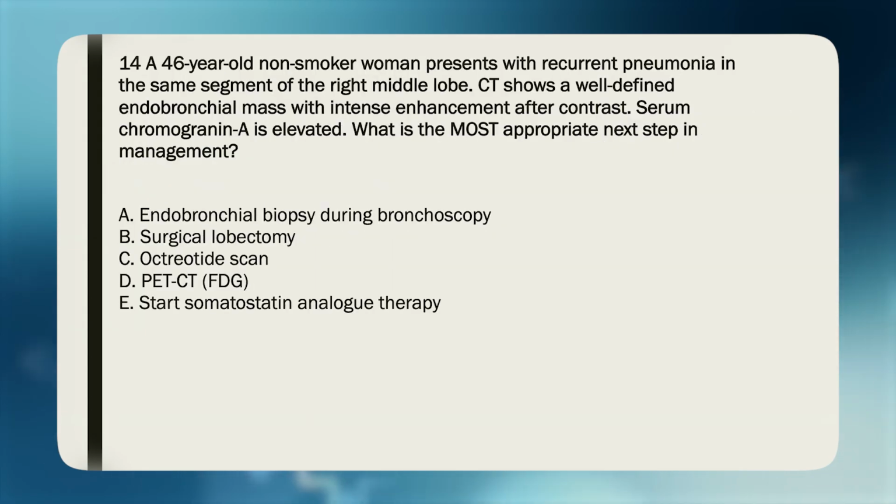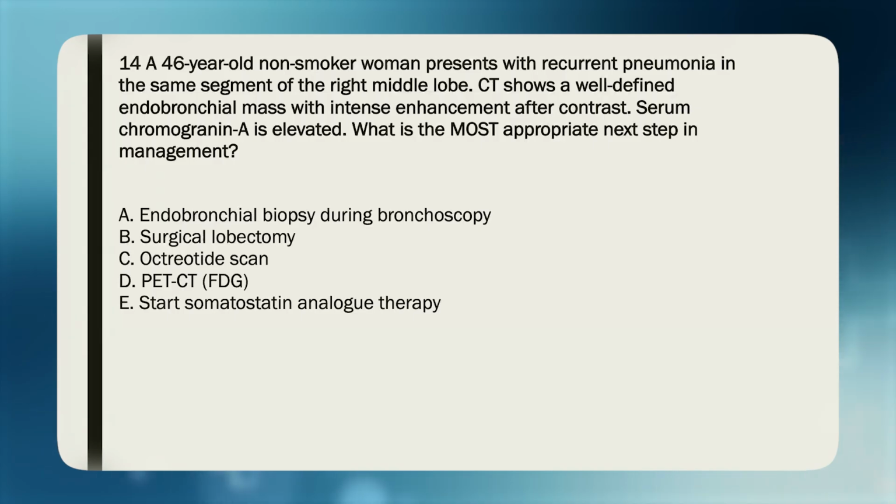A 46-year-old non-smoker woman presents with recurrent pneumonia in the same segment of the right middle lobe. CT shows a well-defined endobronchial mass with intense enhancement after contrast. Serum chromogranin A is elevated. What is the most appropriate next step? Forty-six non-smoker, recurrent pneumonia, same segment. CT shows a well-defined endobronchial mass, intense enhancement, with chromogranin A elevated. What is the most appropriate next step?